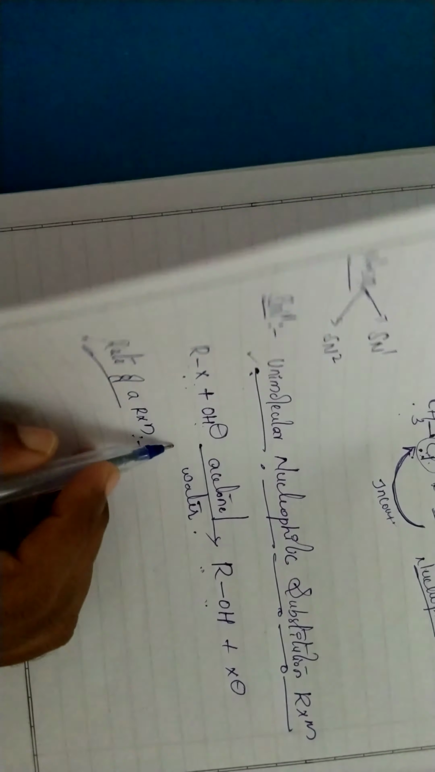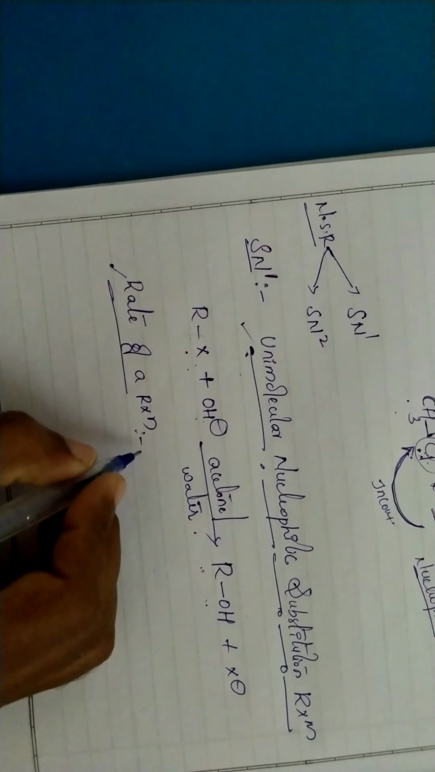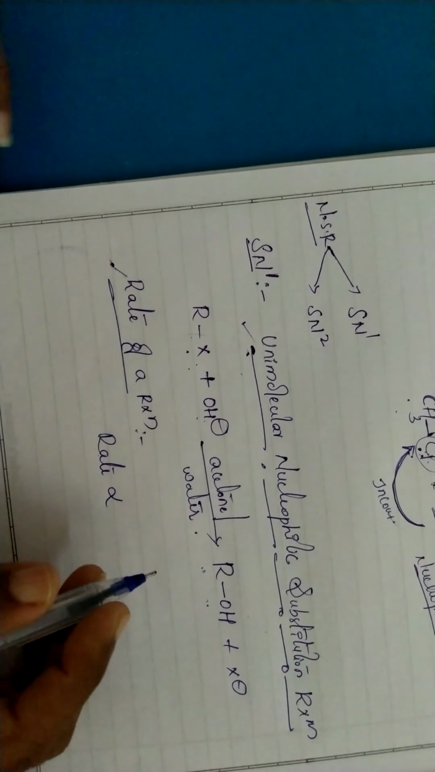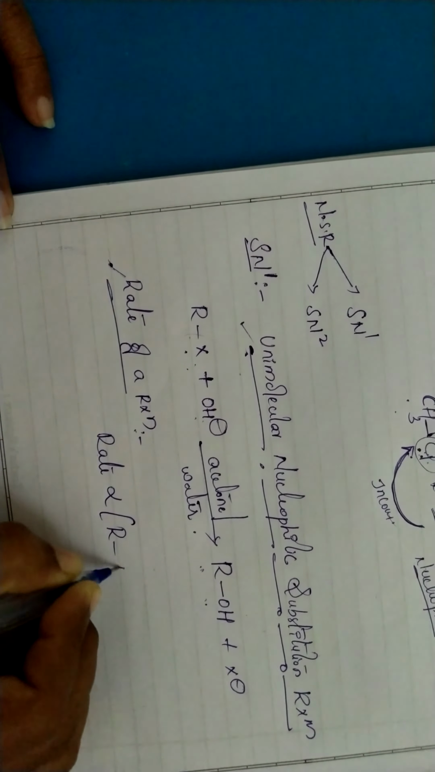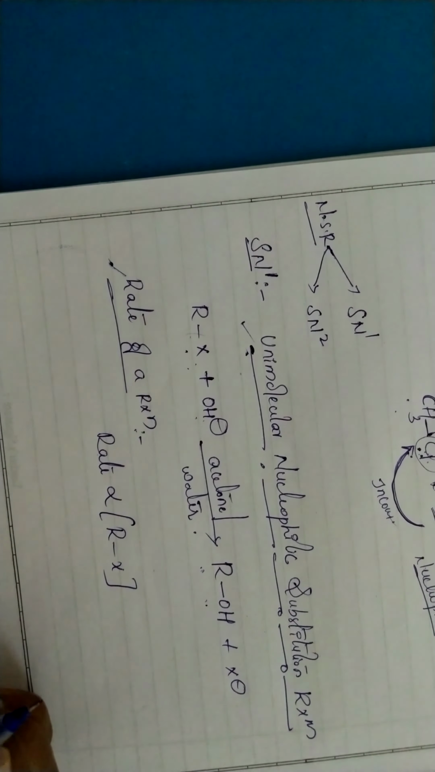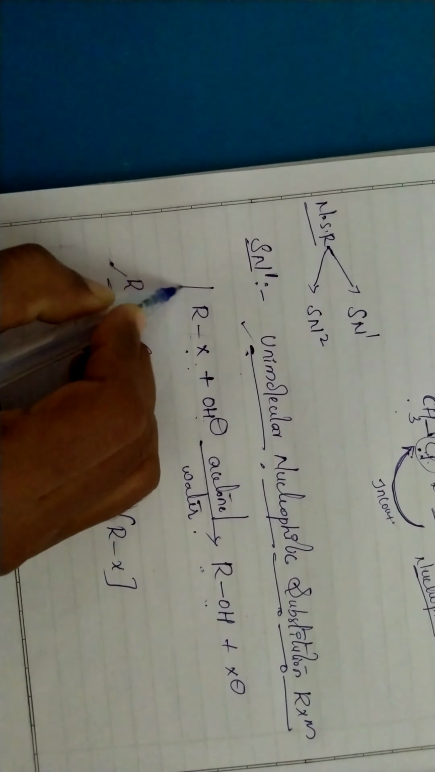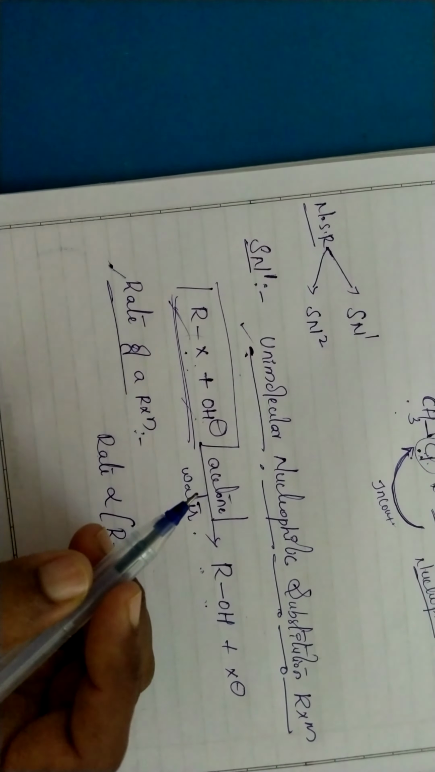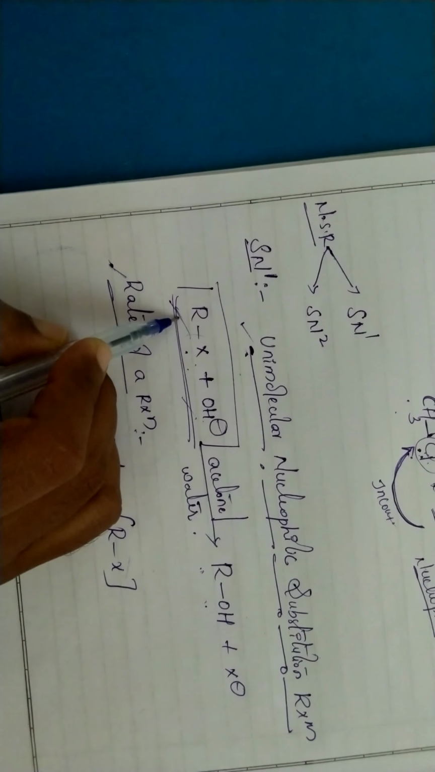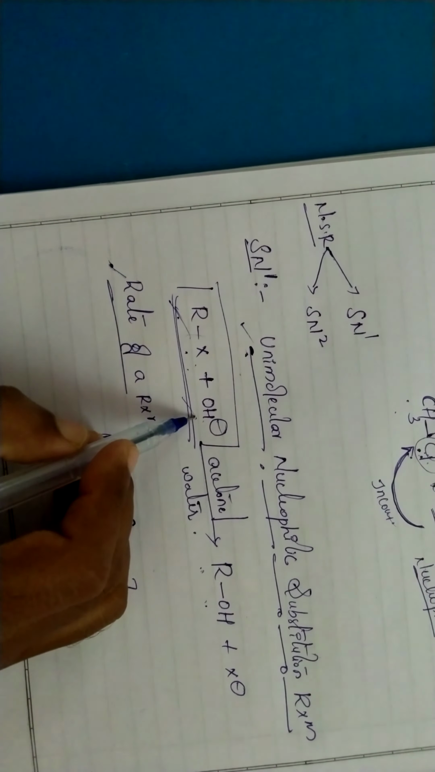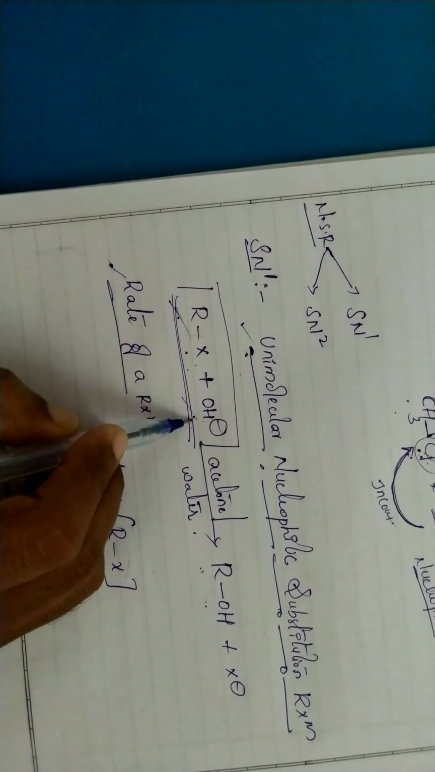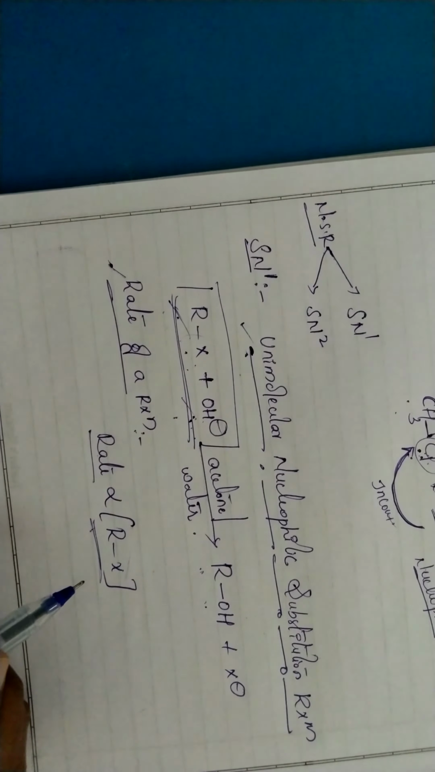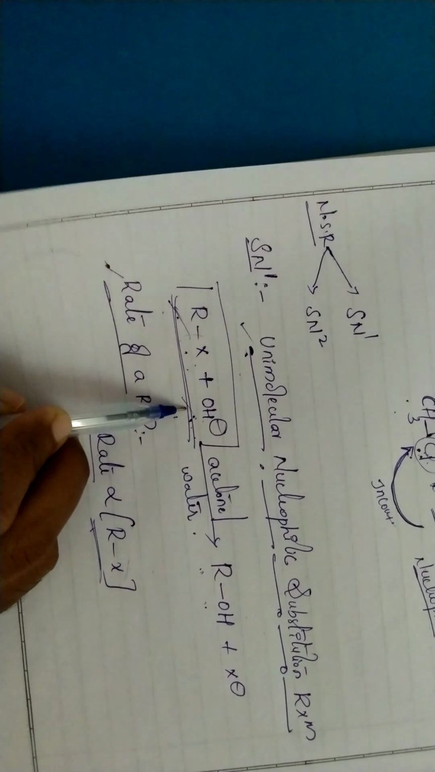So here the rate of this particular reaction directly depends on the concentration of alkyl halide only. The rate of a reaction depends on the concentration of alkyl halide only. In this particular reaction we have two reagents, that is two reactants. One is alkyl halide, another one is a nucleophile. This is called alkyl halide RX, and OH minus is called nucleophile. We have two reactants, but our rate depends only on the concentration of alkyl halide but not on the concentration of nucleophile.